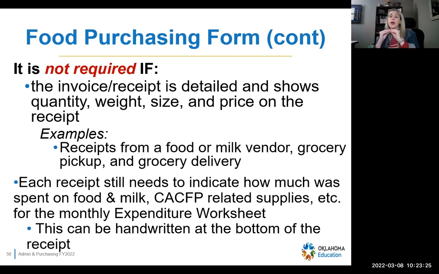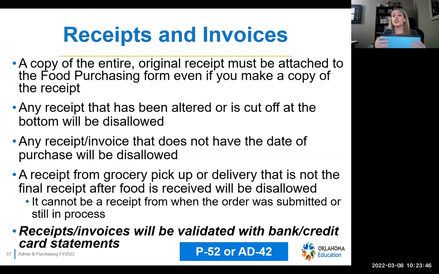But if you do grocery pickup from Walmart and you have foil and paper plates and paper towels, if you can, at the bottom of the receipt, just put food and milk and the total amount that was spent on food and milk, and then put supplies and total the foil and plates, because you still will have to have it separated on your expenditure worksheet. So, just an FYI with receipts and invoices.